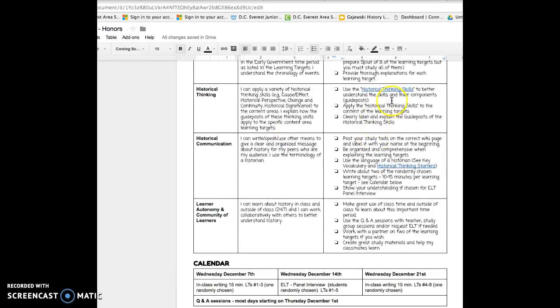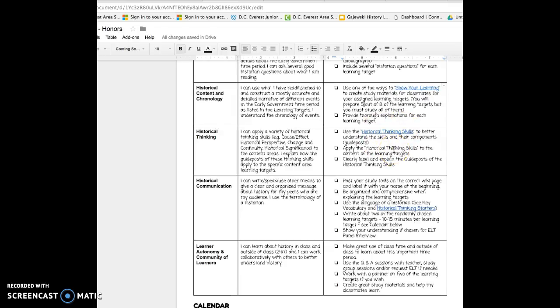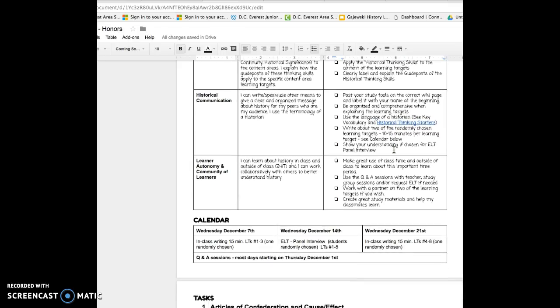All right. Again, explaining those guideposts, we should see that you're clearly talking about the historical thinking skills. The content is important, but the historical thinking skills are things that you can apply throughout all of our history units.